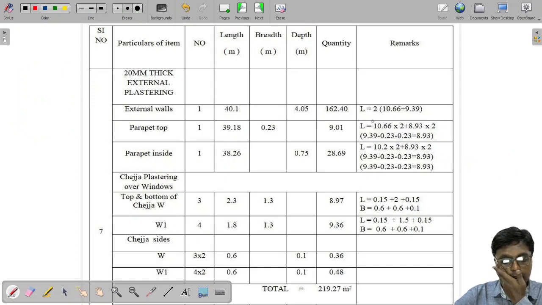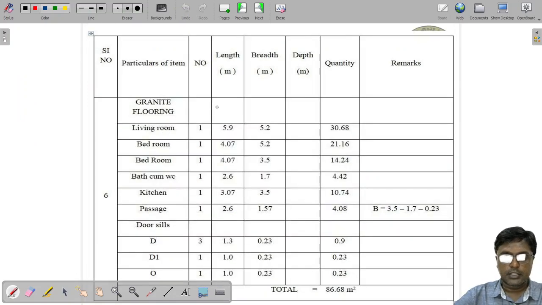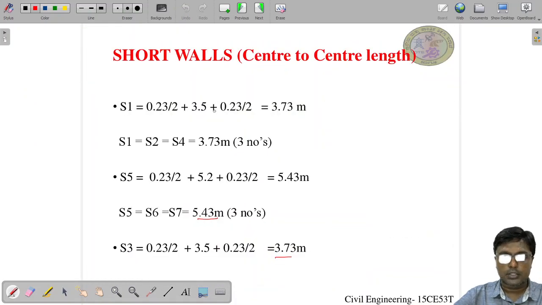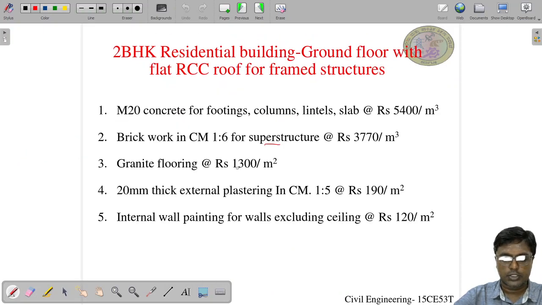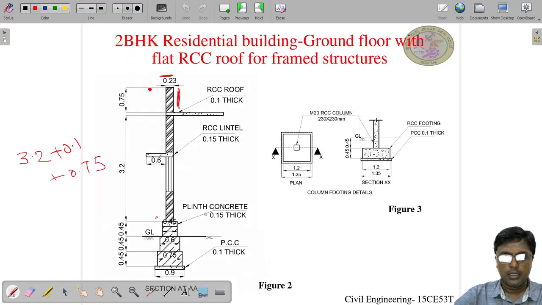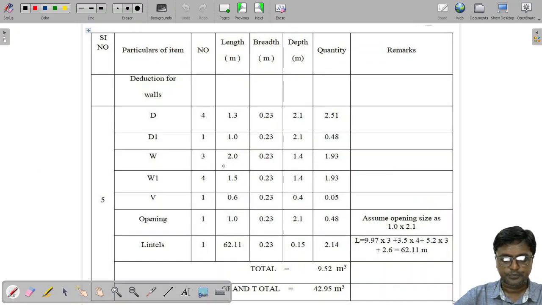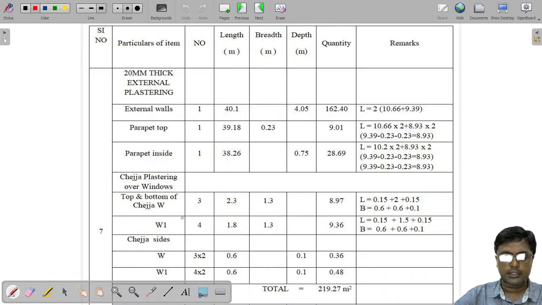Okay. Next, we have finished the external, we have finished only the walls. If you see, we have finished only the walls, but the plastering has to be done on the chajja also. See, the chajja they have given, there is an extension of 0.6 meter. Chajja also we have to do plastering. So how to do chajja plastering? Because it is in the external part of the building, right? So chajja plastering over windows. We have chajja over the windows. So top and bottom of the chajja we have to do.